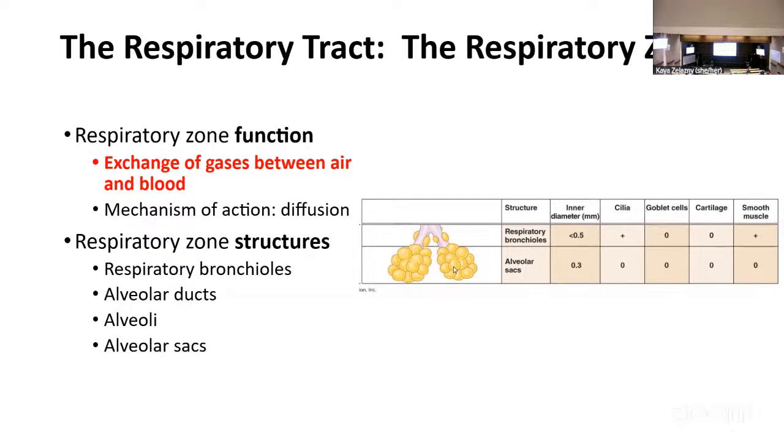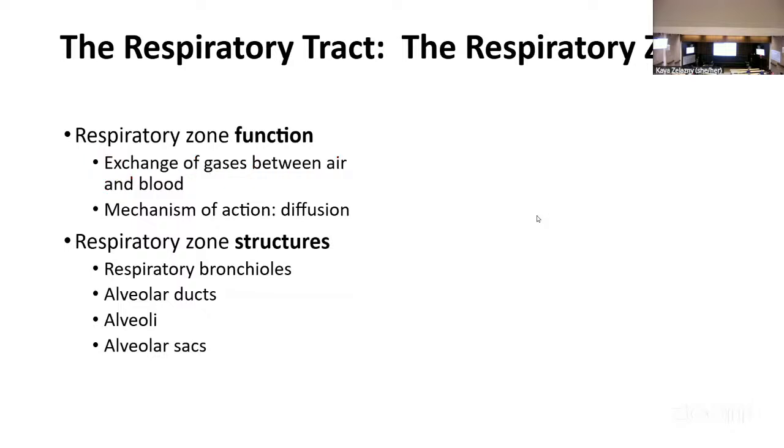The main structure that we think about when we think about the majority of our gas exchange in the respiratory zone is happening in these little yellow pieces. These little yellow circles here, these little clusters of grapes, those are alveoli. Alveoli are those little grape-like structures, and they're all connected to each other. We have alveolar ducts leading into them and alveolar sacs surrounding them. But all of this structure is really designed to maximize surface area so that we have lots and lots of space for gas exchange.